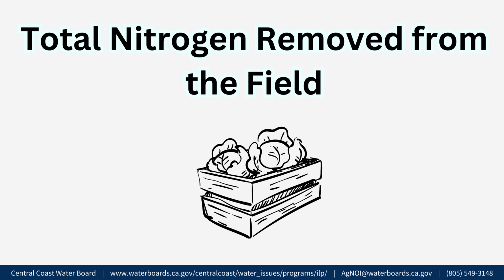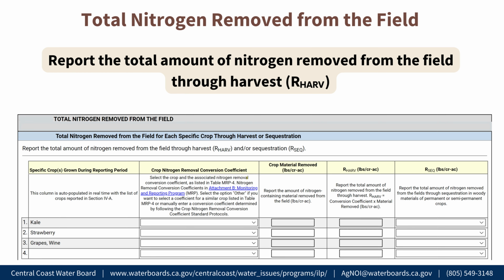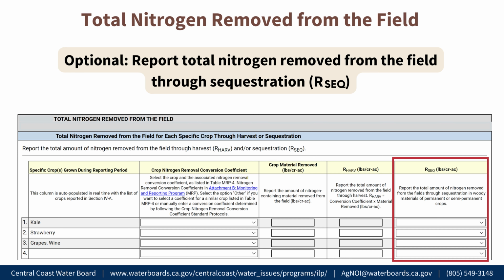Total nitrogen removed from the field. Report the total amount of nitrogen removed from the field through harvest, RHARV. This is a required field for crops that were harvested during the reporting year. You may also report the total nitrogen removed from the field through sequestration, RSEC, which is optional.